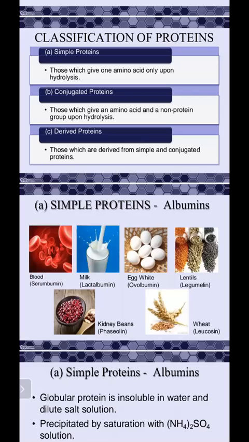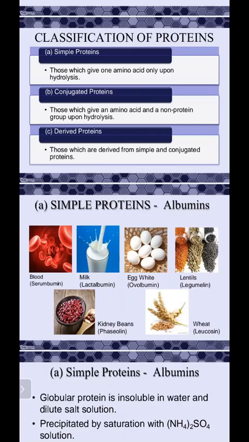Now here we can see the classification of proteins. In the classification of proteins, there are simple proteins, conjugated proteins, and derived proteins. What do we mean by simple proteins? Those which give only amino acids upon hydrolysis. As I said, if upon hydrolysis we get amino acids, that molecule is known as a protein. So if you get only amino acids upon hydrolysis, that kind of protein comes under simple proteins. Then the second category is conjugated proteins.